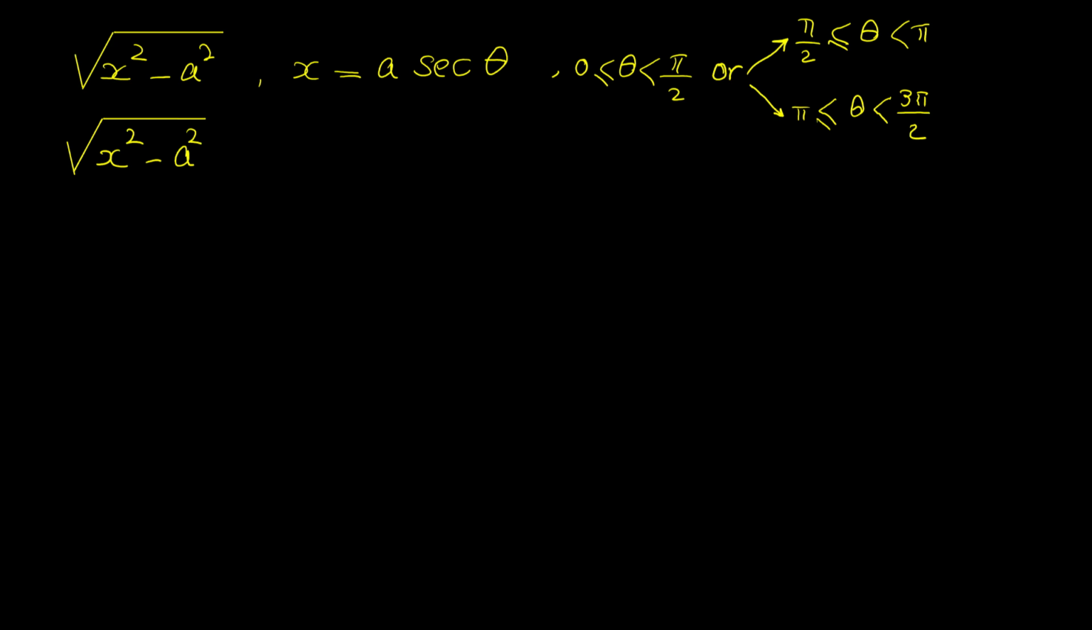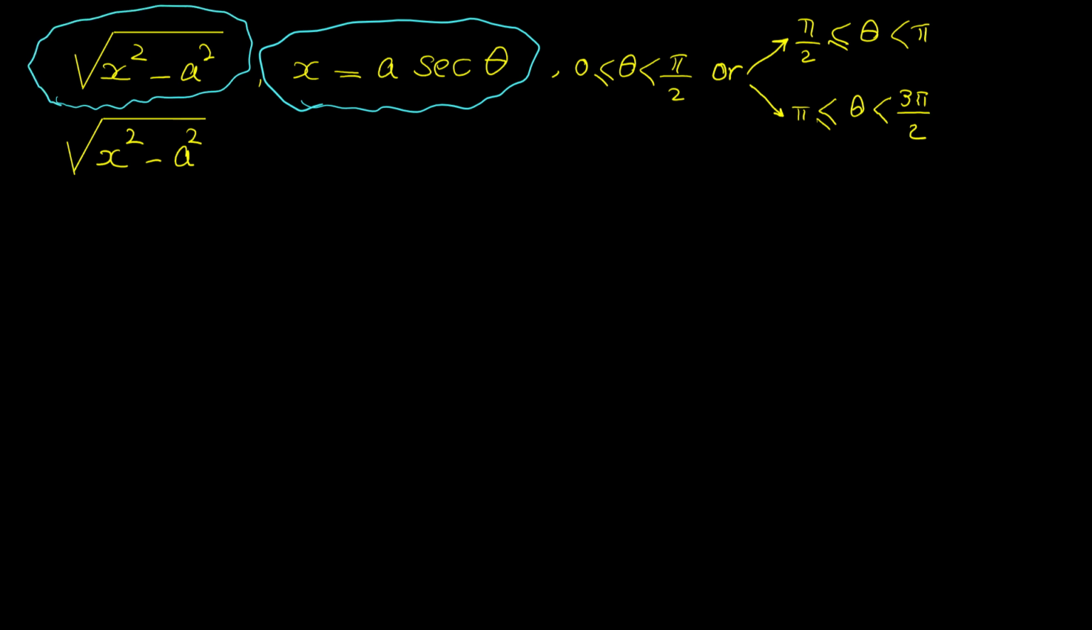In this video, we want to learn about one of the trigonometric substitutions. Here, we want to learn about this substitution: x equals a secant theta. We use this substitution whenever the integral that we want to find has the expression square root of x to the 2 minus a to the 2.